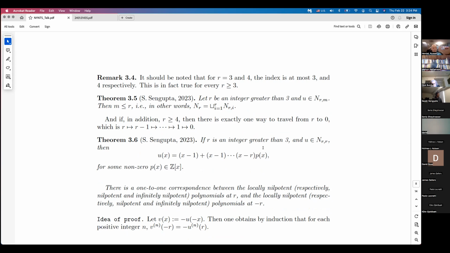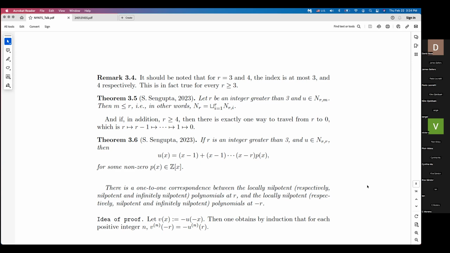And we would like to know what the maximum index polynomials look like. It turns out that if R is strictly greater than 3, then this is the only one. And one can check that this polynomial is the one that takes R to R minus 1, R minus 1 to R minus 2, and so on, 1 to 0.